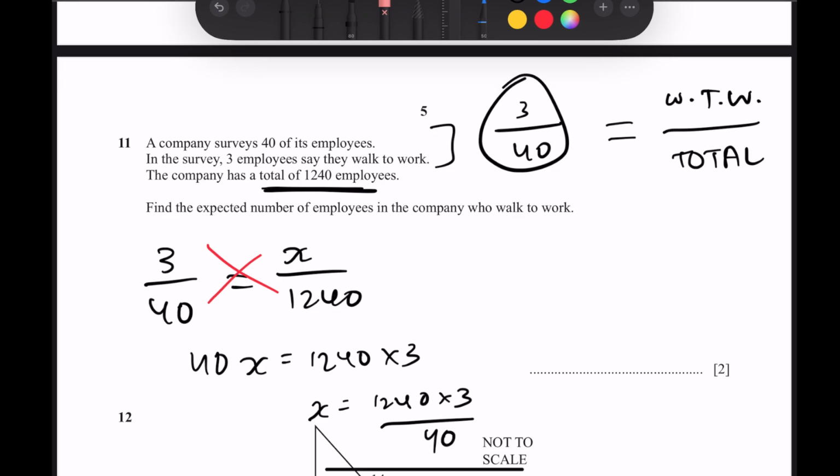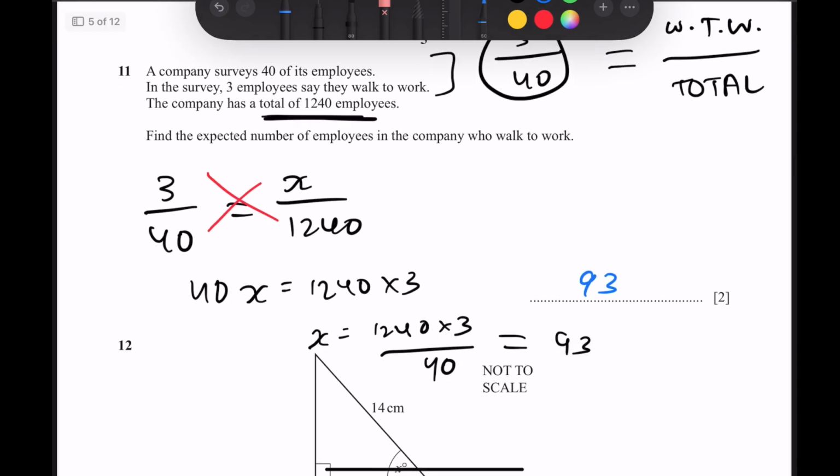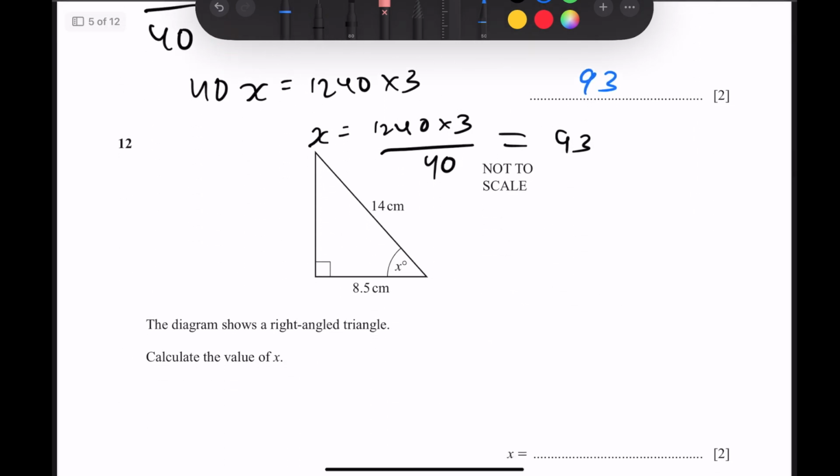40, which is equal to 93. And that's your question 11 answer. For question 12, the diagram shows a right angle triangle. Calculate the value of x.